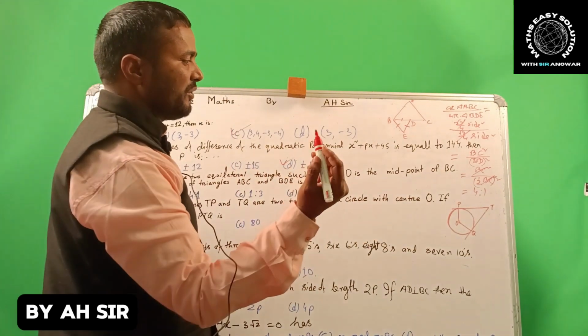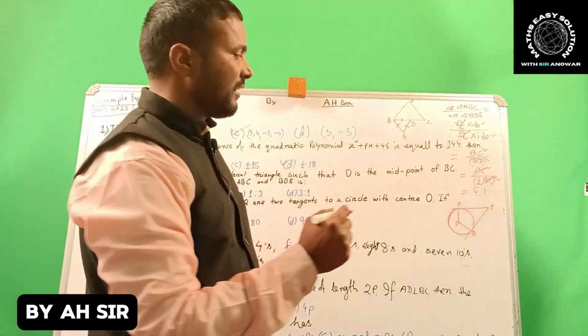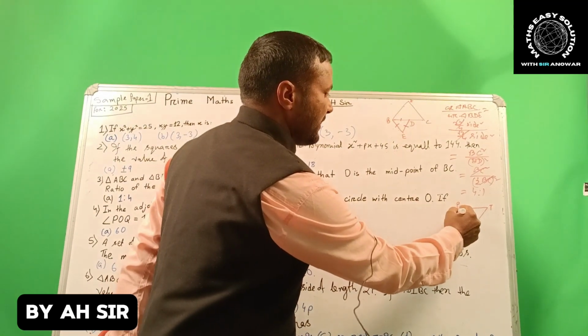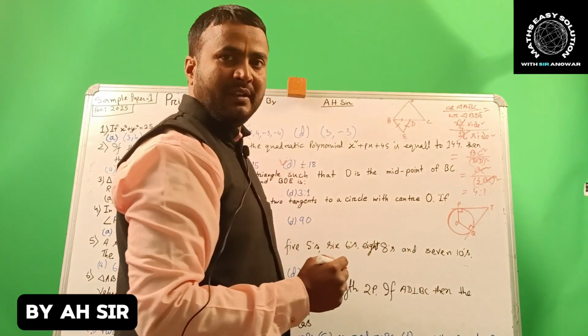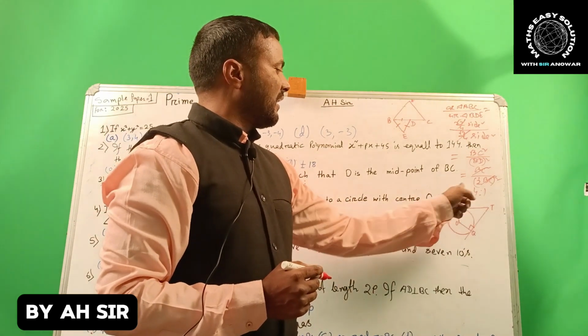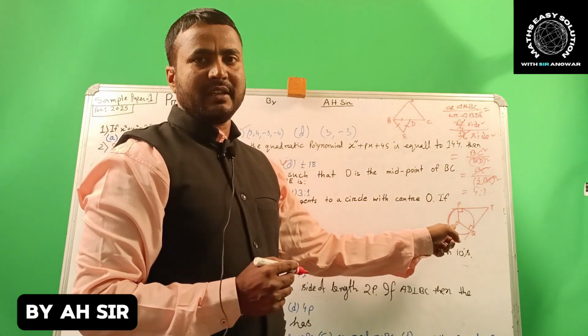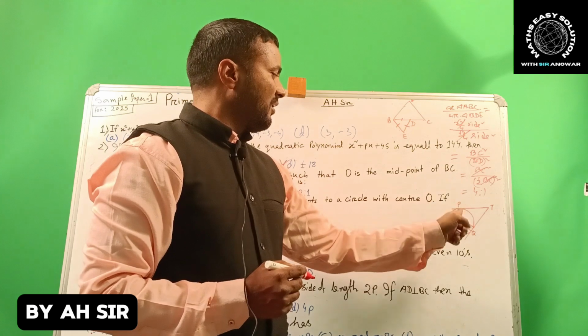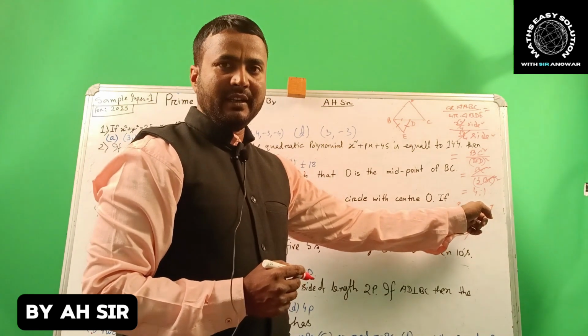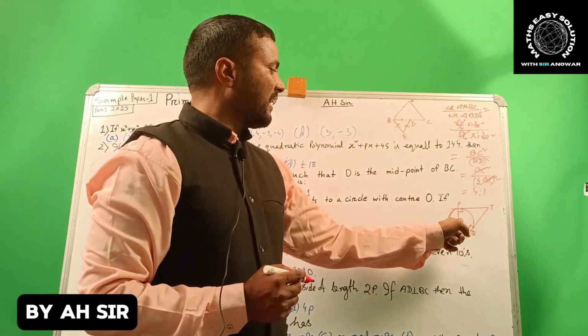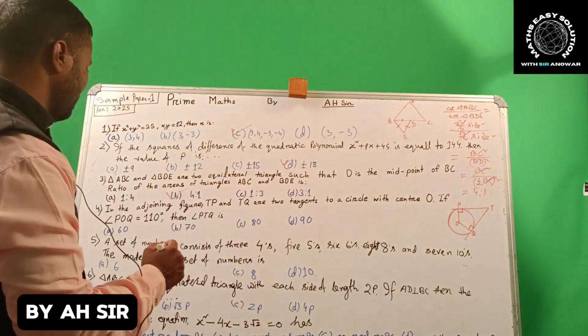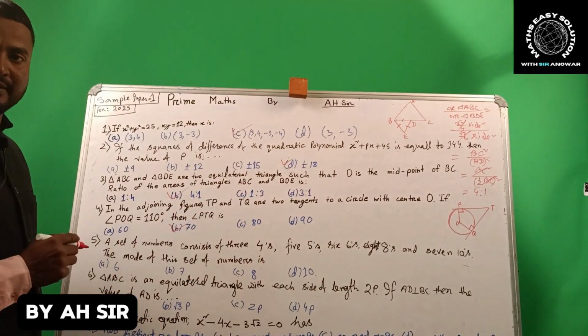You see, a simple way, we have two theorems in the circle chapter. This angle is 90, this also is 90. So in a quadrilateral, the sum will be 360. So 180 has gone. From here and here will be 180. So from 180 minus 110, this one will be 70.